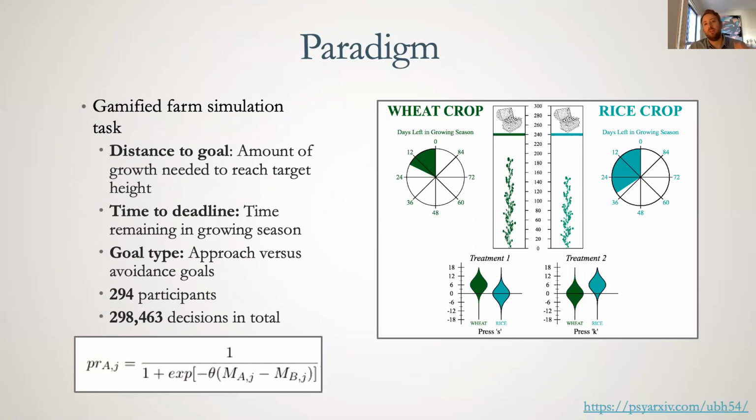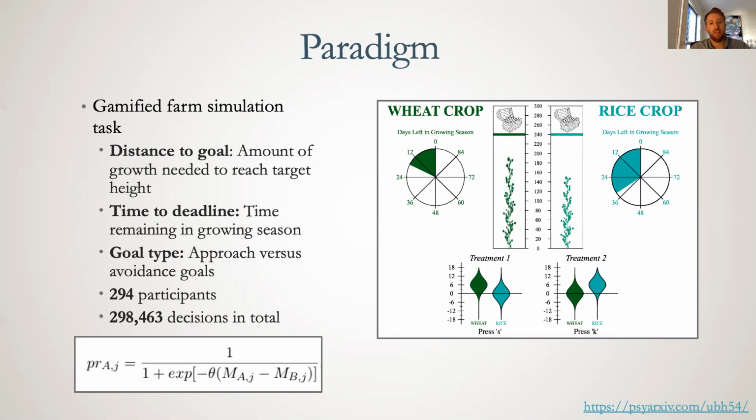We estimated the parameters of the model based on data from this farm simulation paradigm. In this task, participants had to grow crops to a target height by the end of each crop's growing season. In each quote-unquote day of the growing season, each time step of the task, they could choose between one of 2 treatments, which each increased the growth of one crop at the expense of the other. We manipulated the distance to the goal by varying the amount of growth needed to hit the target. We manipulated the time to the deadline by varying the time remaining in the growing season.